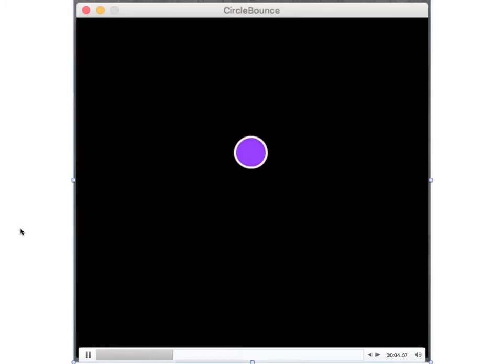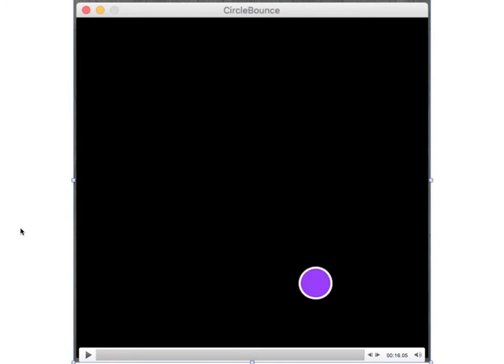So here's the ball. The movie capture wasn't as smooth as it might be because my machine was quite laggy, but you get the general idea. There's the ball bouncing around the screen, and when it hits the edge, it reverses its direction.